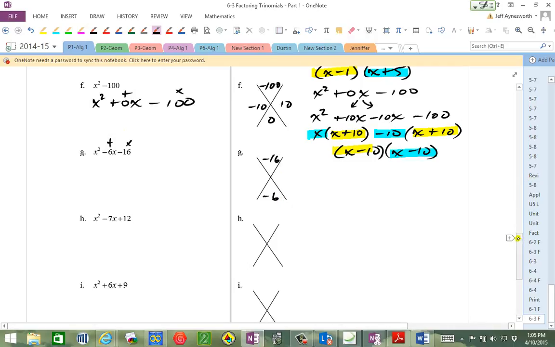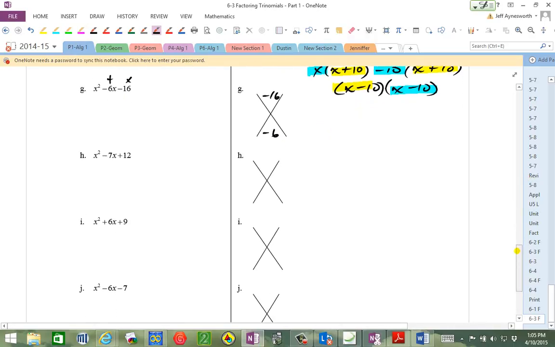All right, factors of 16 are 1 and 16, 2 and 8, 4 and 4. We want them to add or subtract to negative 6. So I'm going to choose 2 and 8, make the bigger one negative. 2 times negative 8 is negative 16, and 2 plus negative 8 is negative 6. So here we go. We've got x squared minus 6x minus 16.